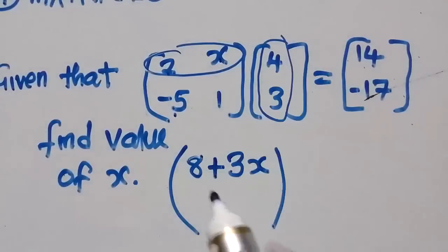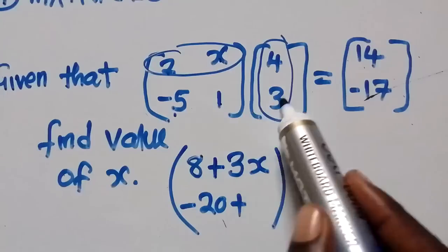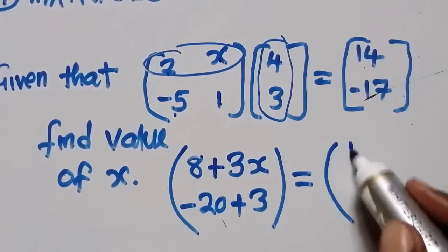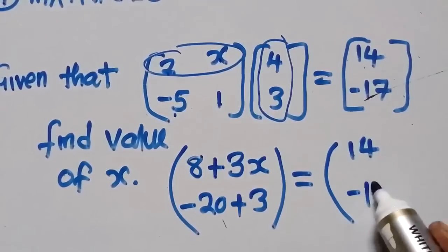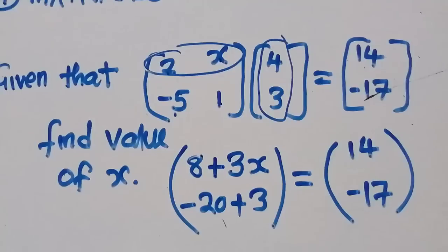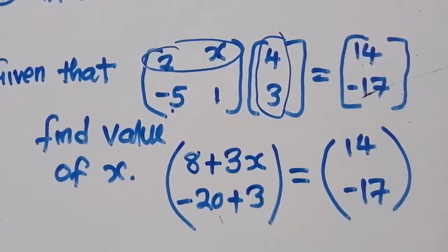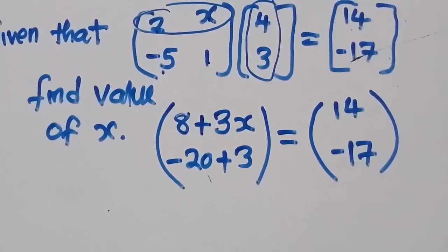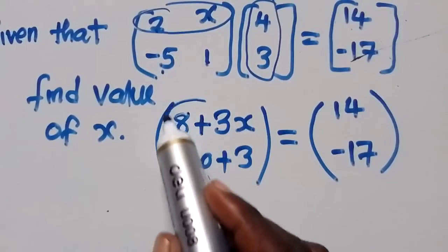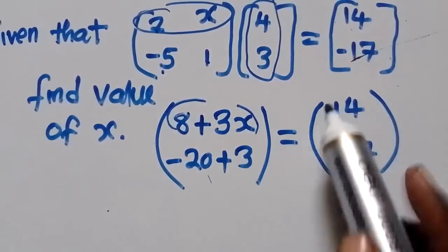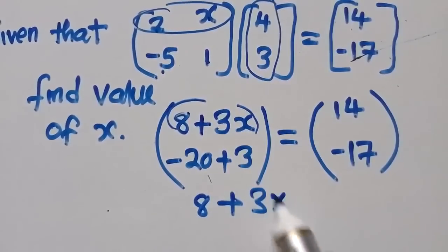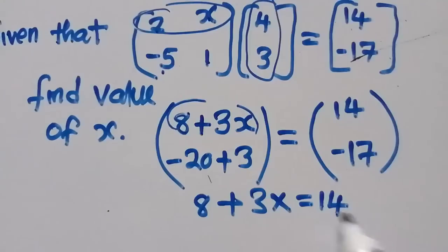-5 times 4 is -20, plus 1 times 3 is 3, which is equal to 14 and -7, like this. When you reach here, you just need to get their corresponding values. Where you get this one is corresponding to that one on top. So it is 8 plus 3x is equal to 14, like this.